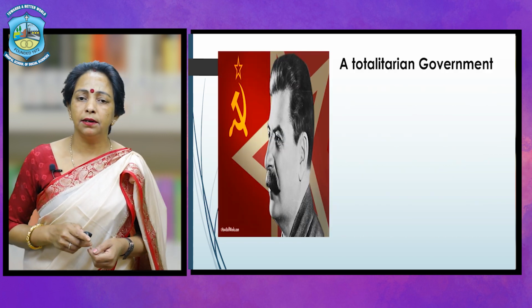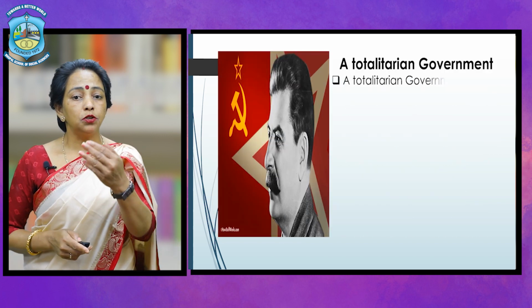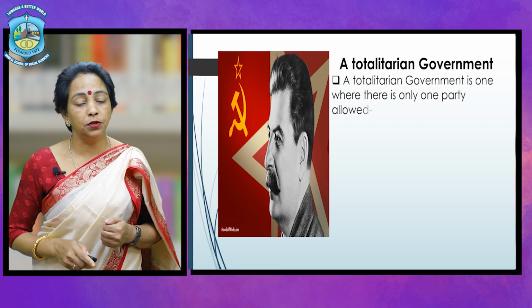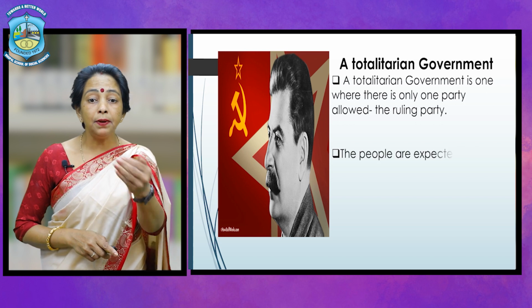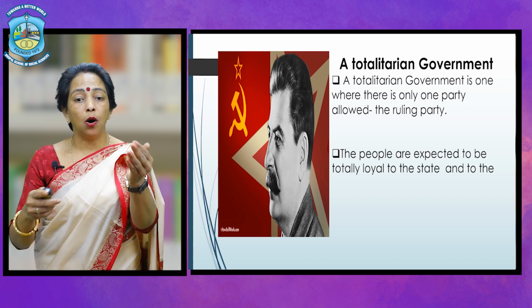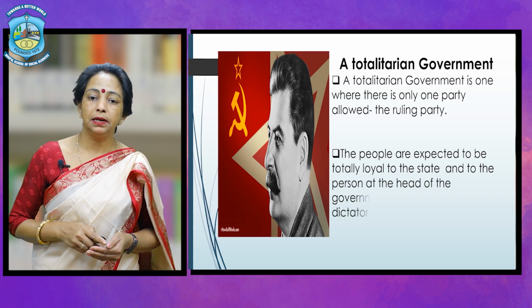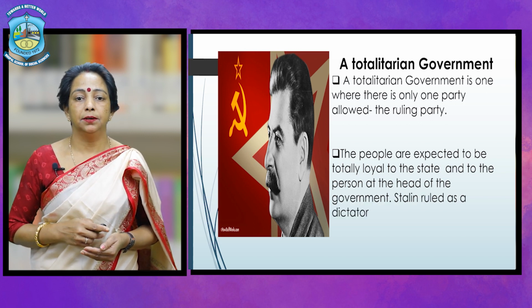What is a totalitarian government? Let's see. A totalitarian government is one where only one party is allowed, the ruling party. The people are expected to be totally loyal to the state and to the person at the head of the government. Stalin ruled as a dictator.